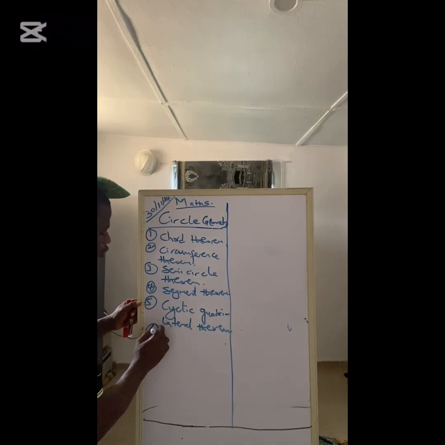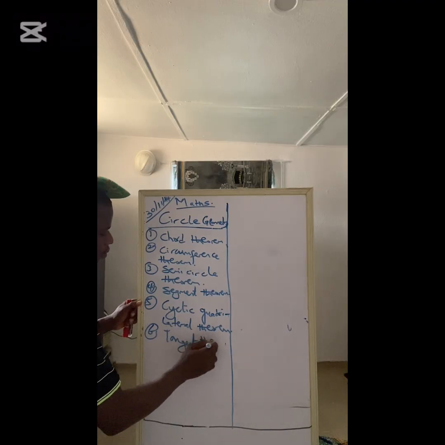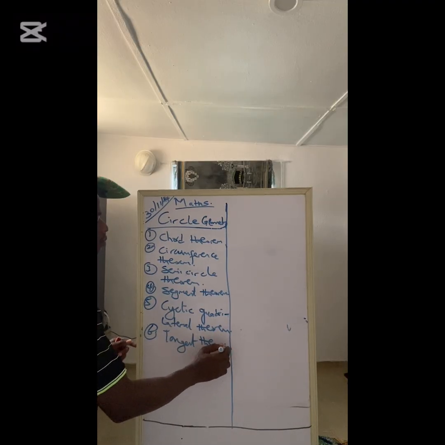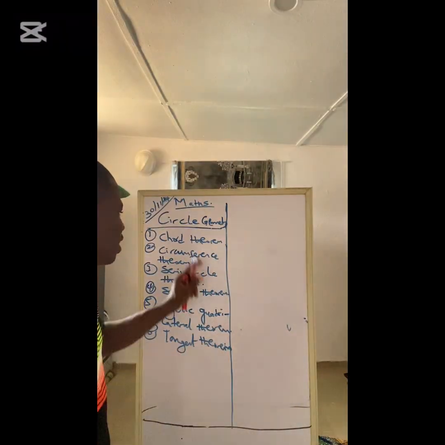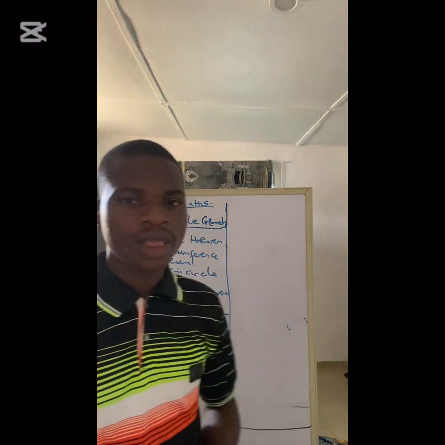Number six, we have what you know as tangent theorem. So look at these things that we're having on the board. As you can see, these are the theorems that we have in a circle. And every student must find means to understand all these theorems.